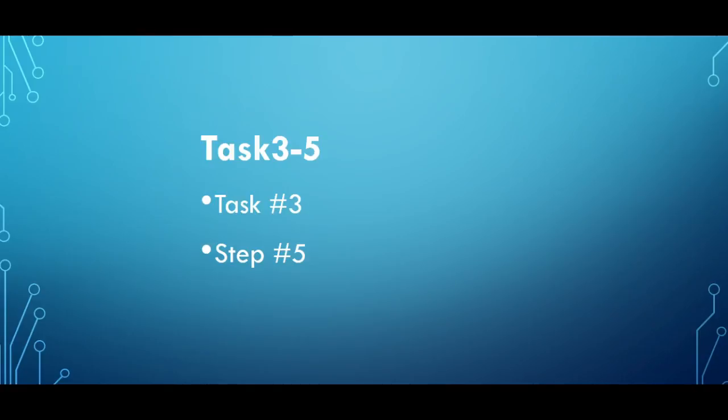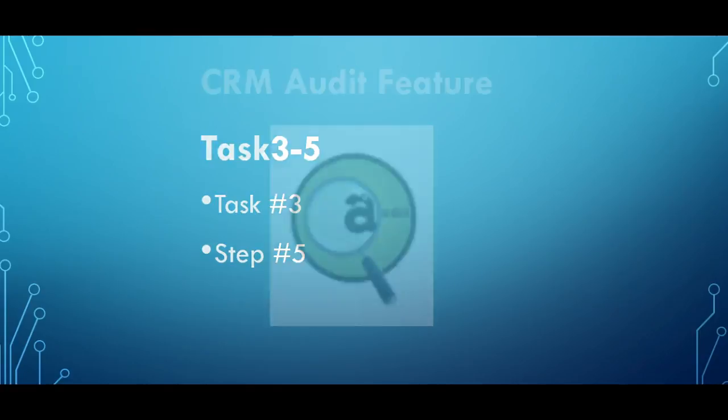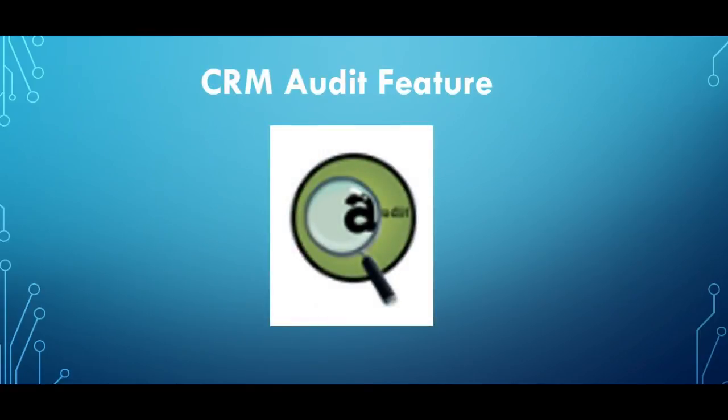Another icon you'll occasionally see is this particular image of a magnifying glass. This means that the audit feature in the CRM is being used to verify that you completed the assigned task. So no screenshot is necessary when you see this.